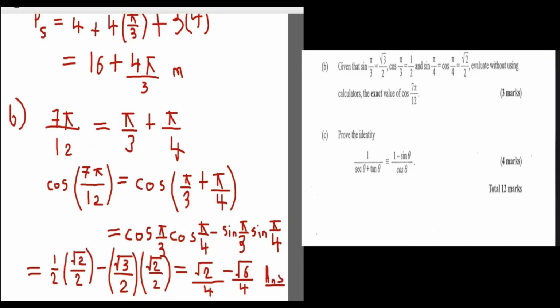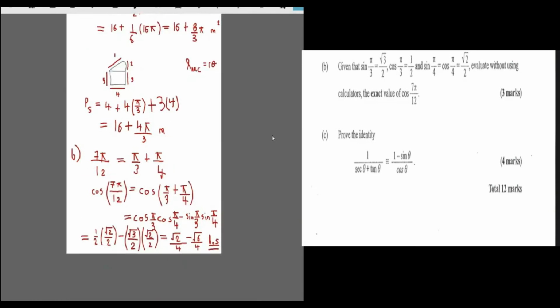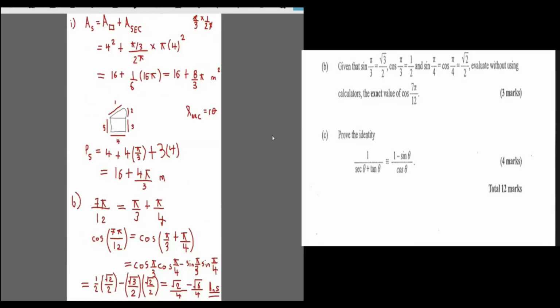If you want to simplify it, that's up to you, but I wouldn't. I would stop right there. I don't like to give away any extra time doing what they didn't ask for. That's the solution of part B.